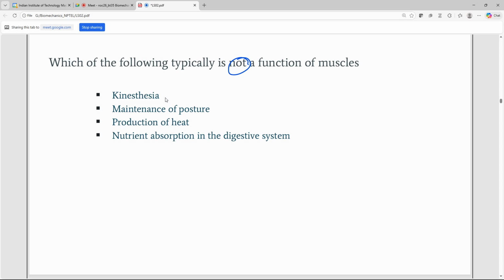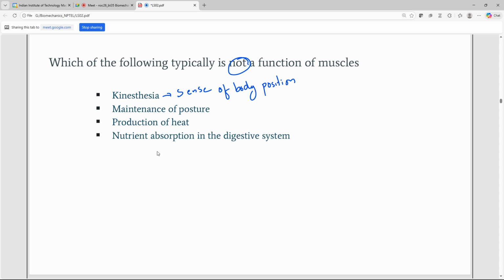So the first word is called kinesthesia. It's the sense of body position. Even though we don't see where our arm is, we can still know where our arm or finger is. That sense of where each of our body parts or limbs is, is known as kinesthesia. Maintenance of posture, you know what it is.